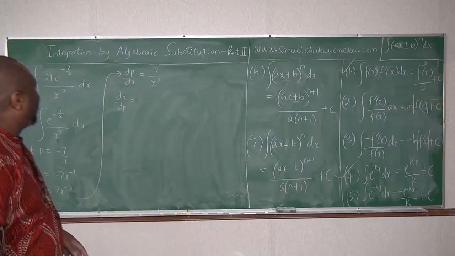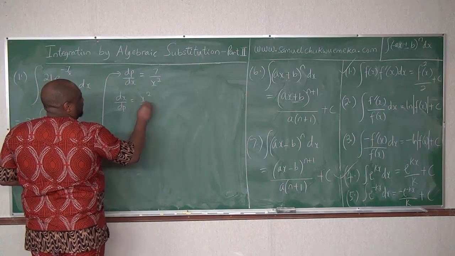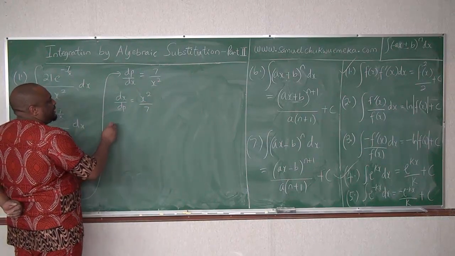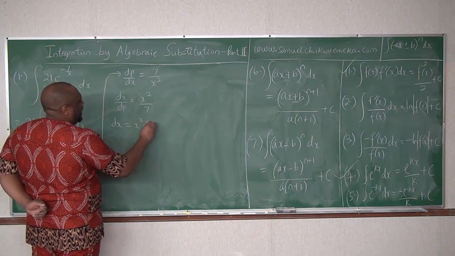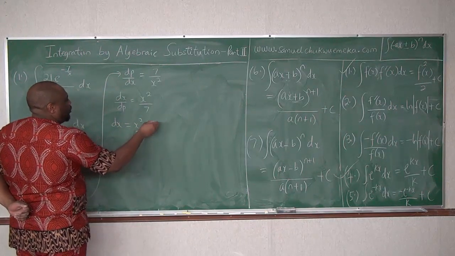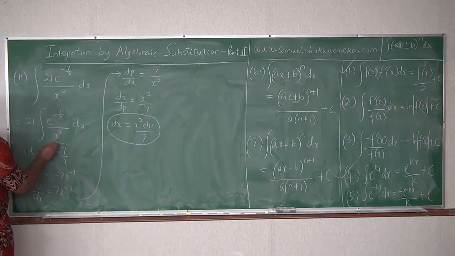Integrate. Okay, so the x dp is x squared over 7. So we see that the x is x squared dp over 7. So we need this, and we need this.